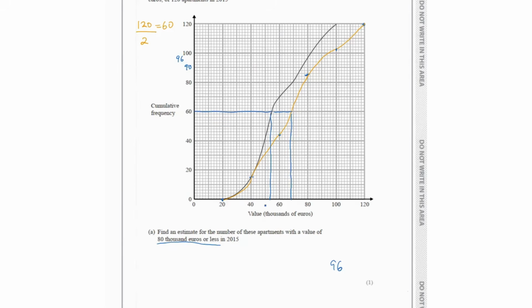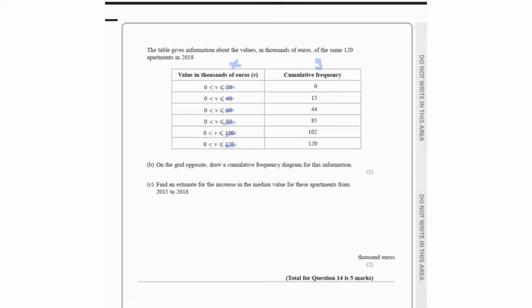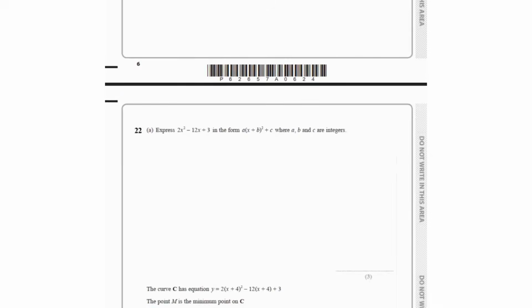I'm getting 54, 68. So talking about the increase, we do 68 minus 54, and that's going to be 14,000 euros. That is the estimate for the increase in the median value for these apartments from 2015 to 2018. That's your answer.